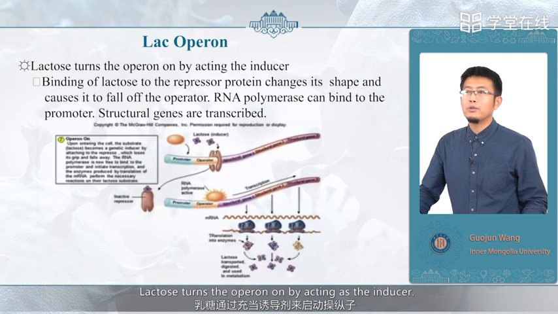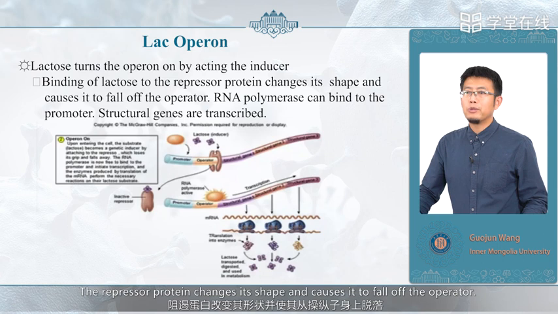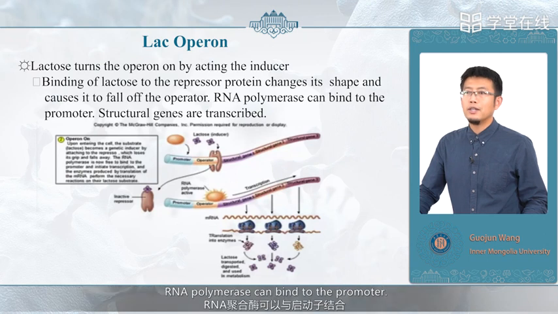Lactose turns the operon on by acting as the inducer. When lactose is present, it can bind to its repressor. The repressor protein changes its shape and falls off the operator. RNA polymerase can bind to the promoter, and the structural genes are transcribed. Now the cell has the proteins to break down the lactose.